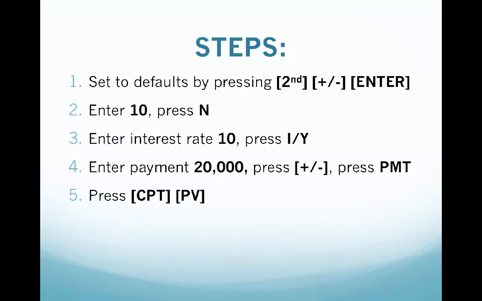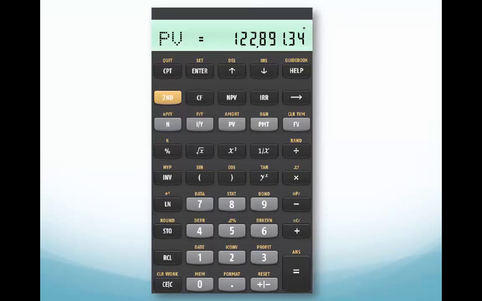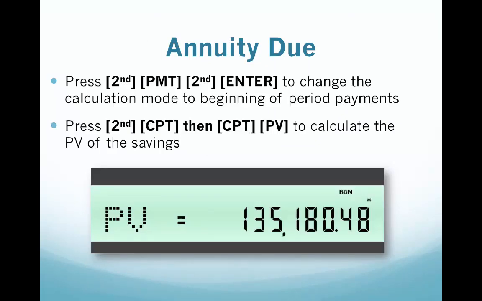First, set your calculator to defaults by pressing the second followed by the plus minus sign and press enter. Now enter 10, press N for number of periods, enter 10 and press the I/Y key to set the interest rate to 10%. Enter payment of 20,000 followed by the negative sign, and to solve, press CPT followed by PV. Your answer should be $122,891.34.